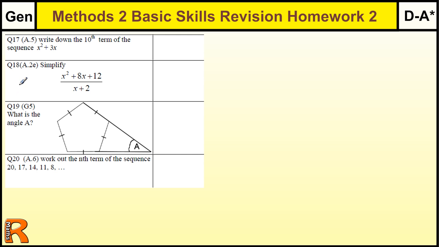Question 17. Write down the 10th term of the sequence x squared plus 3x. Okay, really should have put this as n squared plus 3n, but it doesn't really matter. We're doing the 10th term, so whatever the variable is, we're making that 10. So we're going to make it 10 squared plus 3 times 10, which is going to be 130.